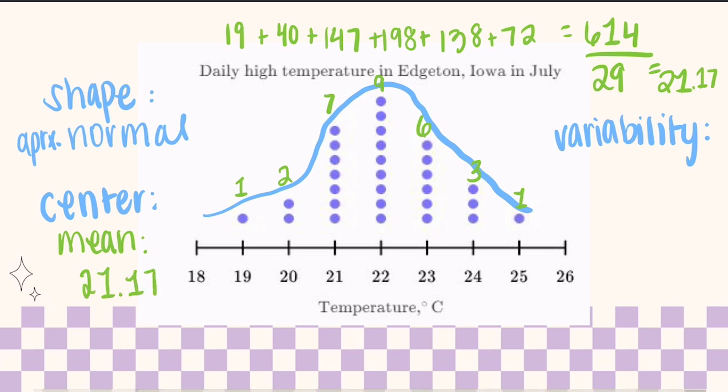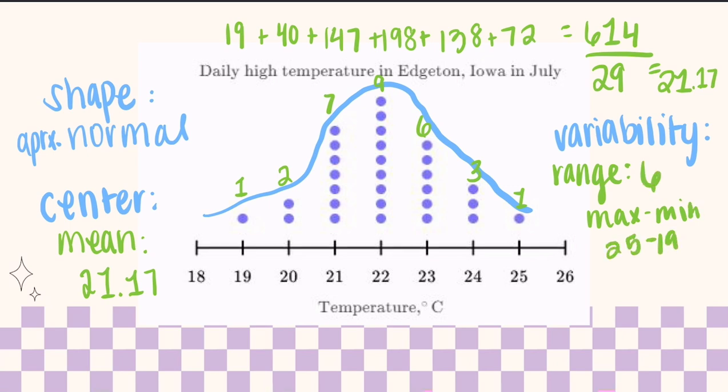That's the mean. Now for the variability, since we're not really going to be talking about standard deviation a lot, I'm just going to show you the range and the IQR. The range, again, is the max minus the minimum. So we're going to do 25 minus 19, and that's going to give us 6. The IQR is Q3 minus Q1.